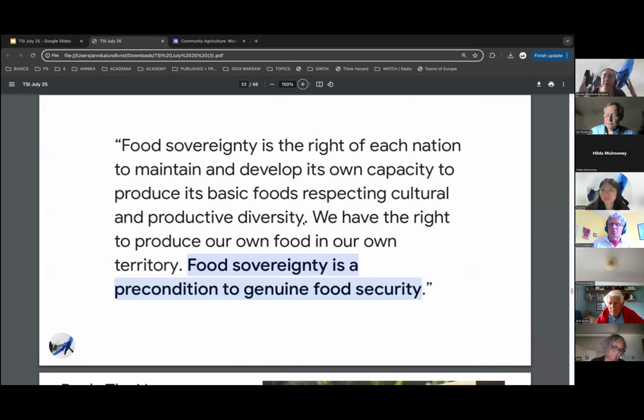And I think we can spend an entire session simply talking about terms such as food security, food sovereignty, access, food justice, how they all differ, what they mean. I'm not going to do that, but I will highlight this one quote I saw online about food sovereignty being a precondition to genuine food security.